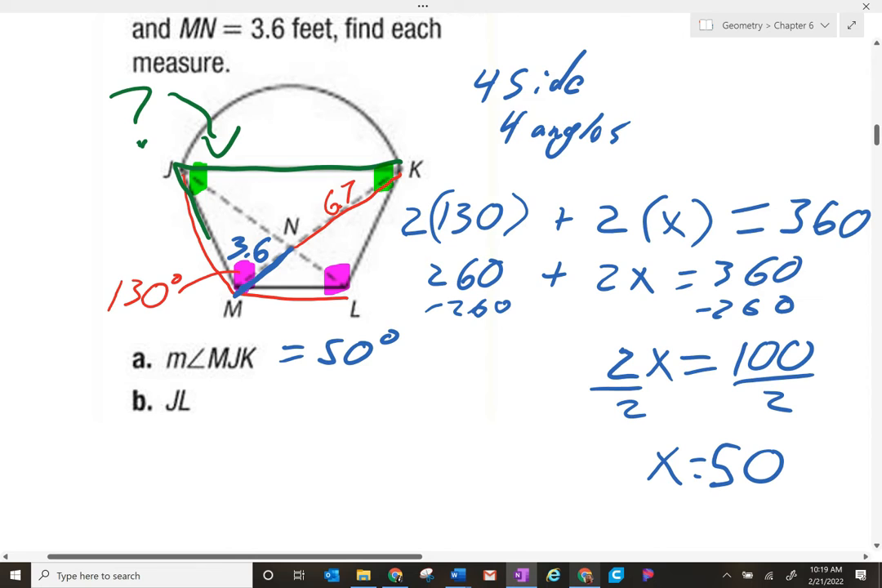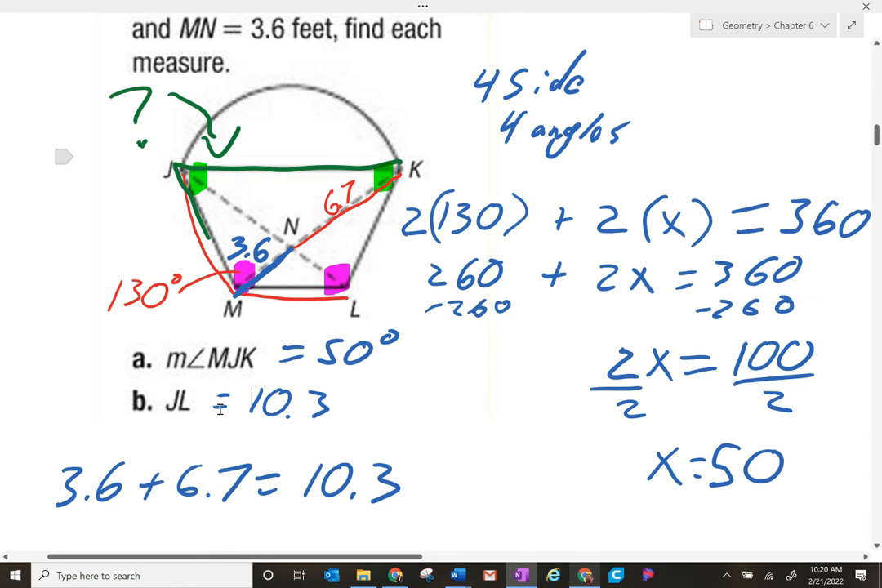On to that next one, it says the length of JL. JL is this whole entire length across. Anybody got some ideas on how I can solve that one? Perfect, Danny. Yeah. I got 3.6 plus 6.7 to get that one. So JL is the full length. So I'll take 3.6 plus 6.7. That's going to give me 10.3 for that total length. Perfect. Make sense?